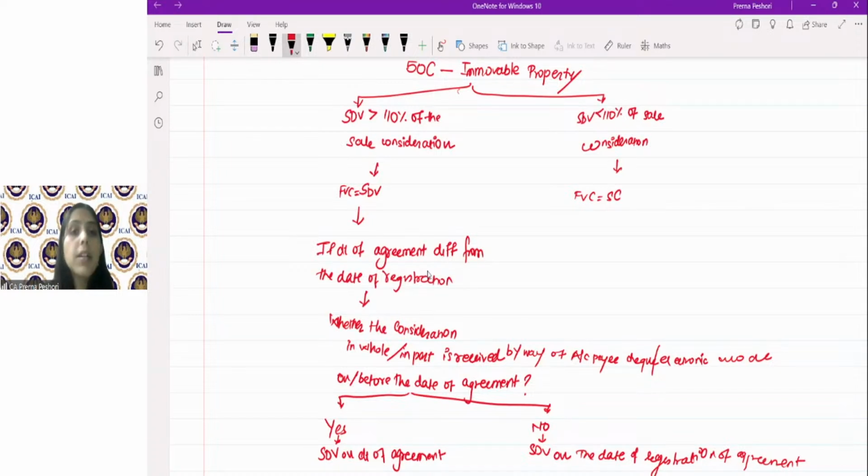So just one example you can take down. Let's say the actual sale consideration is equal to, let's say, 100 lakhs. Stamp duty value on the date of agreement is equal to 109 lakh, and stamp duty value on the date of registration is 112 lakh.